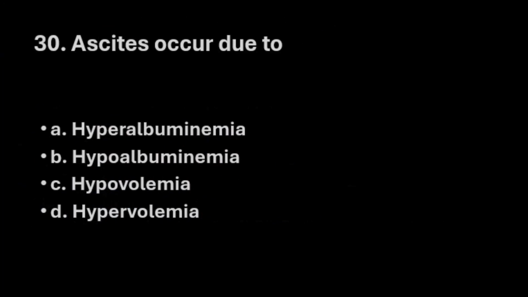Next question. Ascites occur due to option A, hyperalbuminemia; option B, hypoalbuminemia; option C, hypovolemia; option D, hypervolemia. Let us see the right answer. The right answer here is option B, hypoalbuminemia.